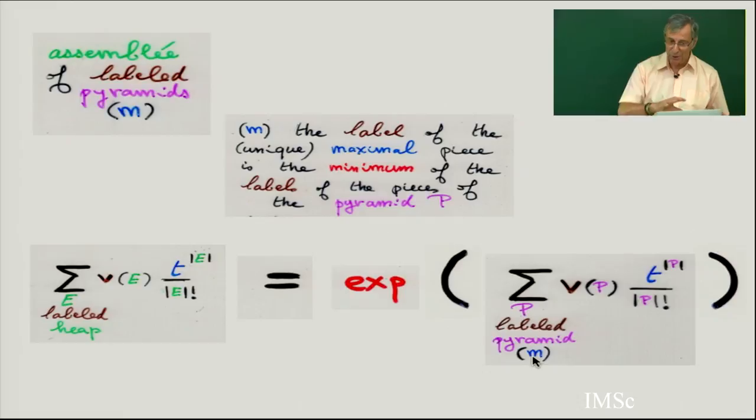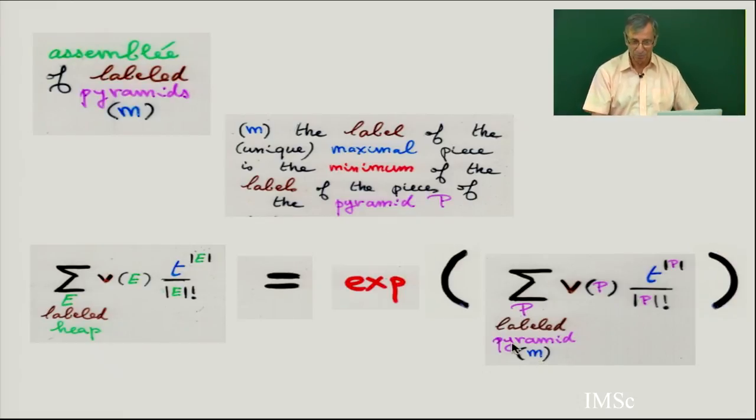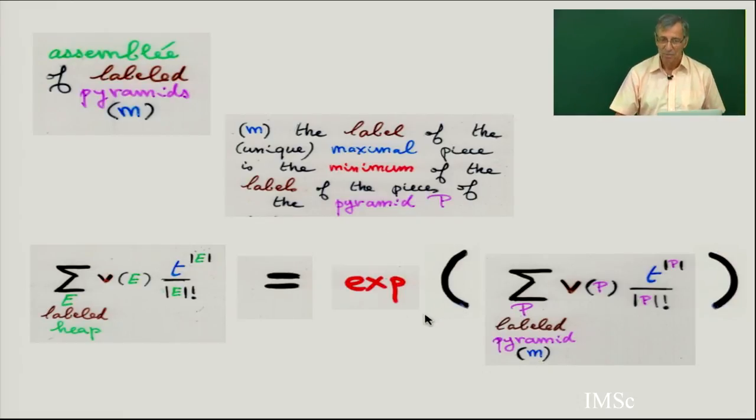Now we have to go back to ordinary generating functions, by going back to heaps. From a heap, labeling the heap means there are n factorial ways to label it, if n is the number of vertices of the heap, so we divide by n factorial. So this is the generating function of heaps. And now this is the generating function of ordinary pyramids without labels, but with the condition M.